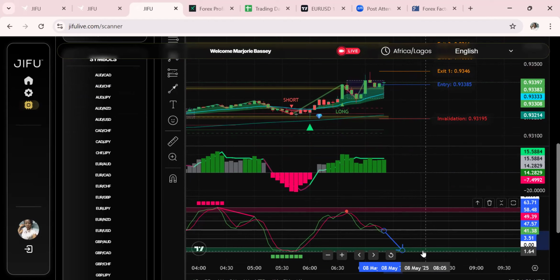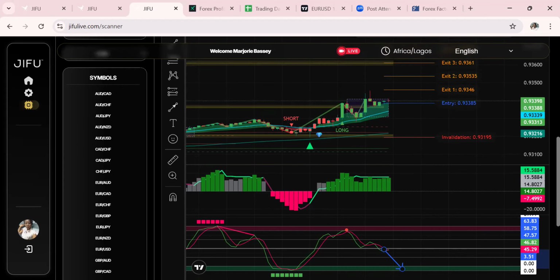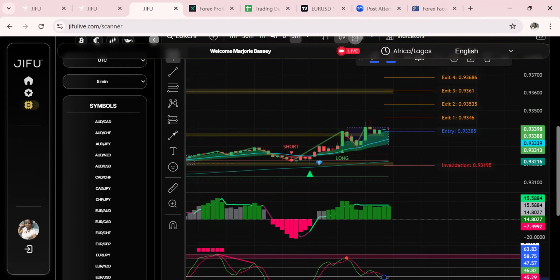Have you taken an entry already? Not yet. I said take an entry. The candle has closed, so take an entry where it is, and then you can set your second entry around the 327 area, and then the last entry around the 248 area.